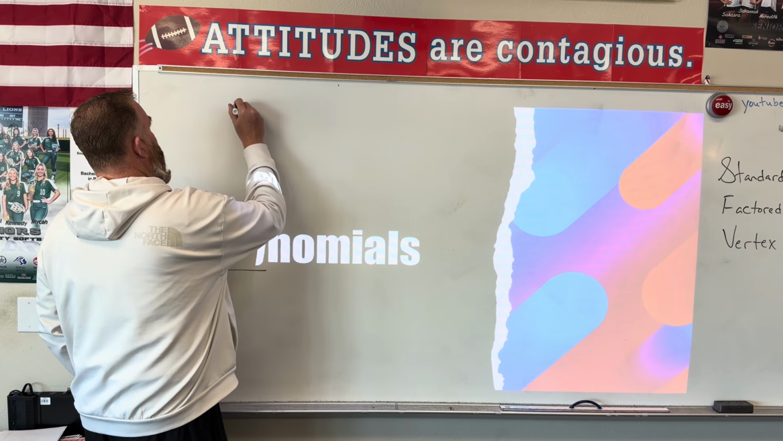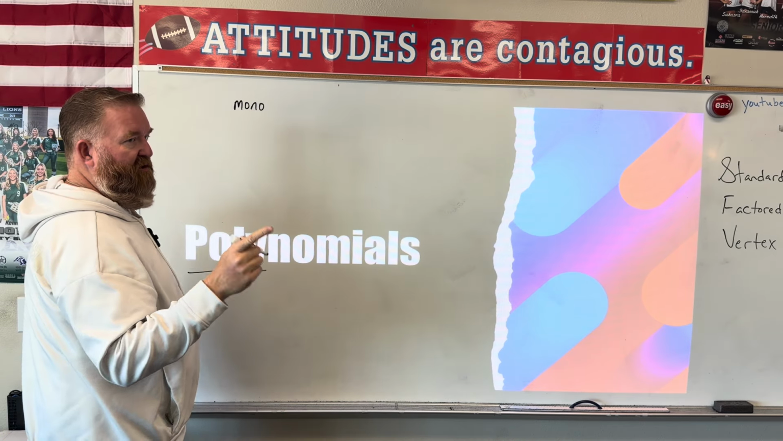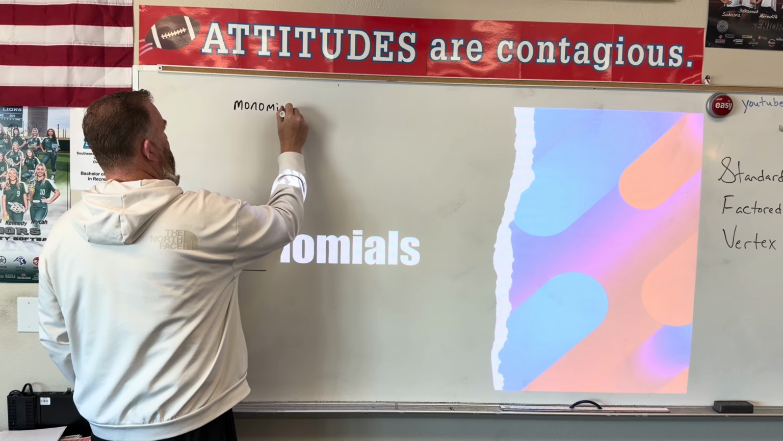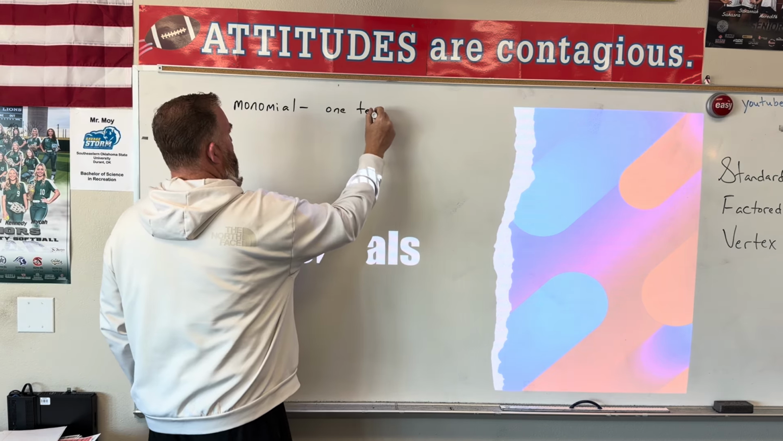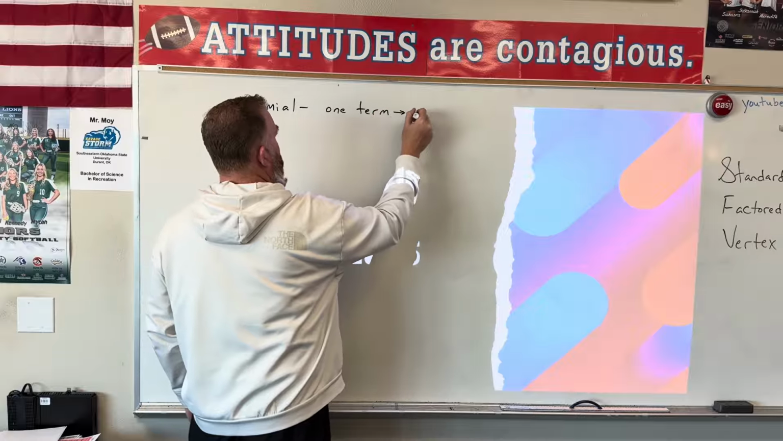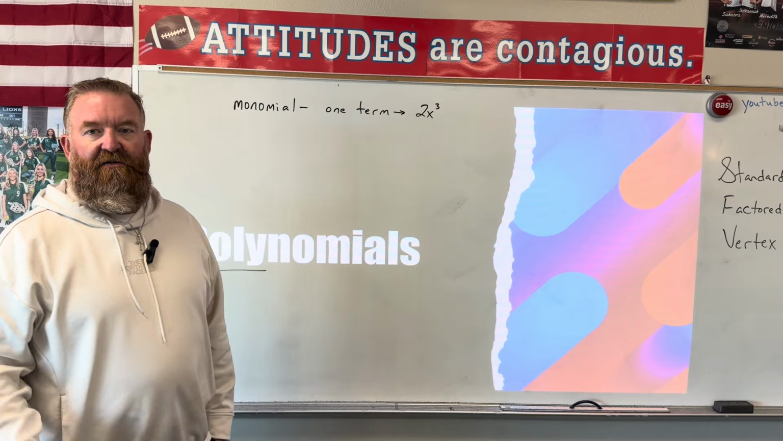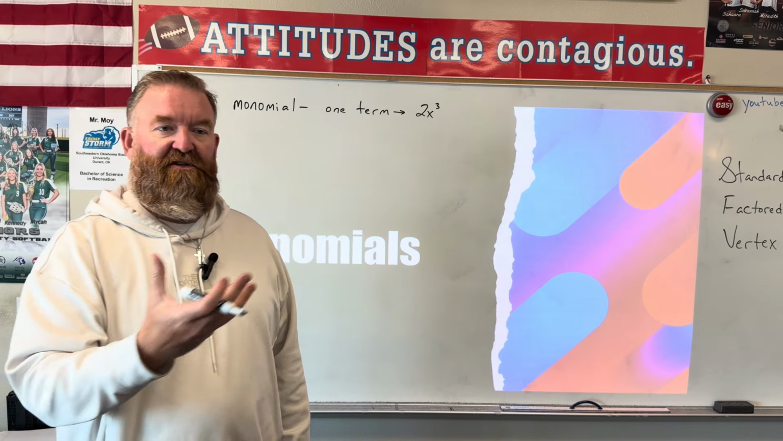What does mono mean? You may know. Mono means one. Please write this down on your paper somewhere. We're going to do some definitions. Mono means one. So monomial is one term. An example of that would be like 2x to the third power. That's one term. I know there's a 2, there's an x, and there's a third power, but it's one term. 2x to the third.